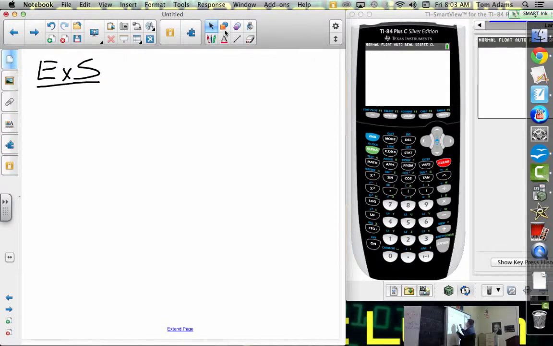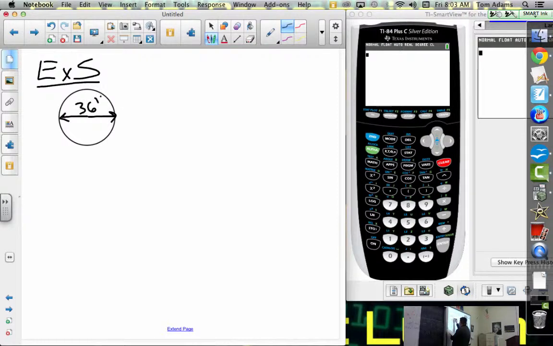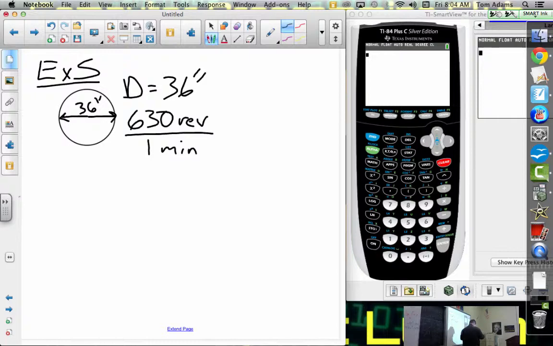So we have his truck, and his truck had a diameter of 36 inches. All right, so the diameter is equal to 36 inches. And it has 630 revolutions per 1 minute. Okay? And we want to figure out what it is with regards to miles per hour is what they want us to do.